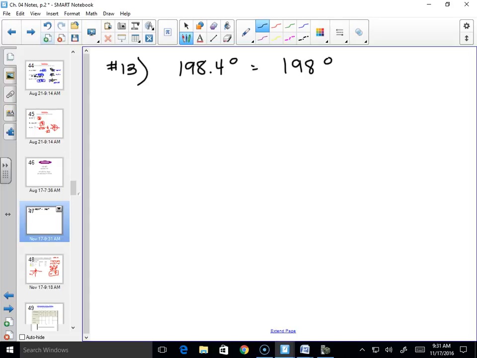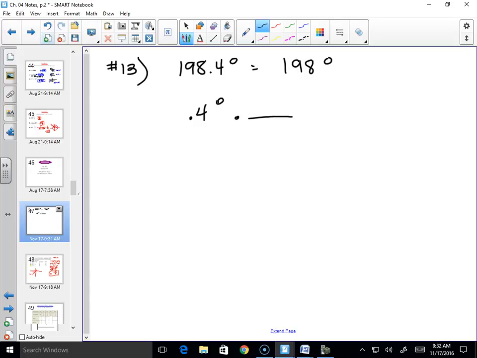Remember what minutes and seconds do? They take a whole degree and break it down, right? So they're fractional degrees. What's the fractional degree? Just the 0.4. 0.4 is the problem. If it was just 198, it's already in degrees, minutes, seconds. It's 198 degrees, 0 minutes, 0 seconds. So keep the whole number, take the fractional one off to the side and say, uh-oh, I need to get to minutes. So what am I going to multiply by?